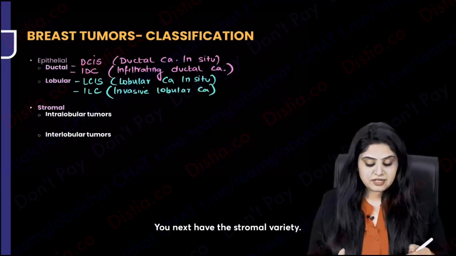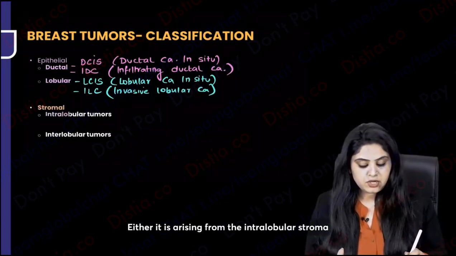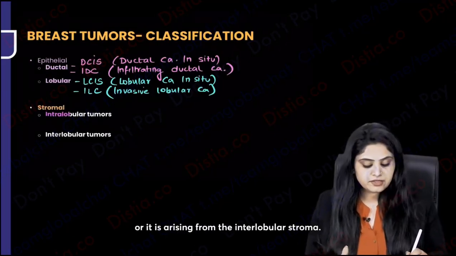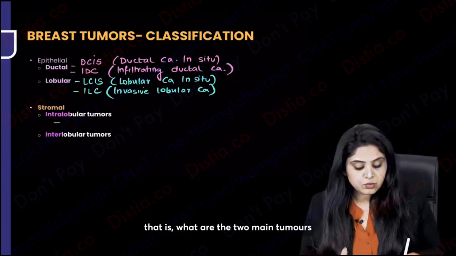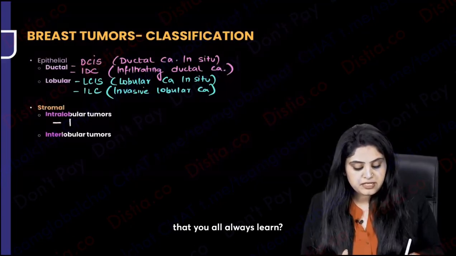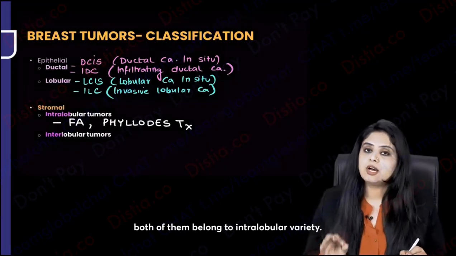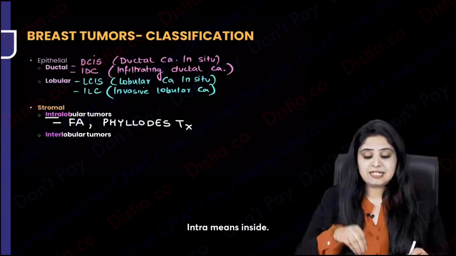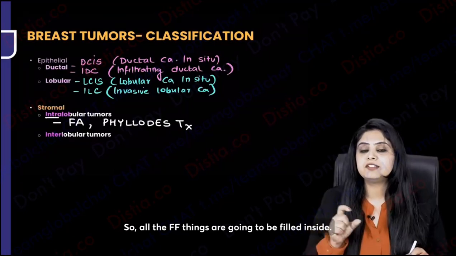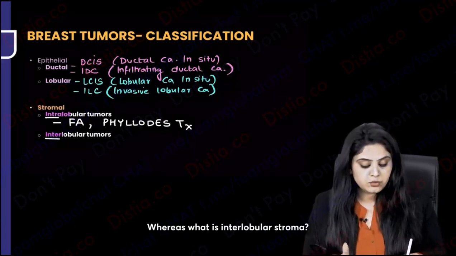What else do you have? You next have the stromal variety. Under the stroma, you have two. Either it is arising from the intralobular stroma within the lobule, or it is arising from the interlobular stroma. Let me tell you the main ones that you learn. What are the two main tumors that you always learn? Fibroadenoma and Phyllodes tumor, both of them belong to the intralobular variety. So always remember, intra means inside. Inside means filling inside. So all the FF things are going to be filled inside. Fibroadenoma, Phyllodes is filled inside. Whereas what is interlobular stroma?